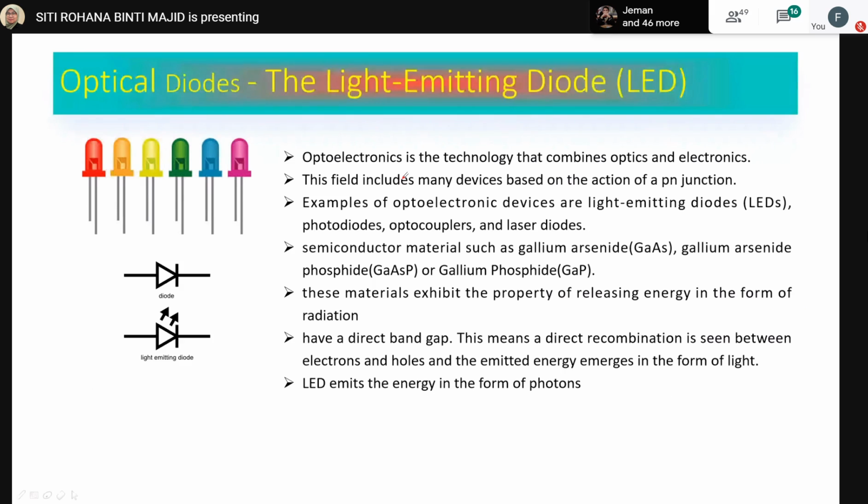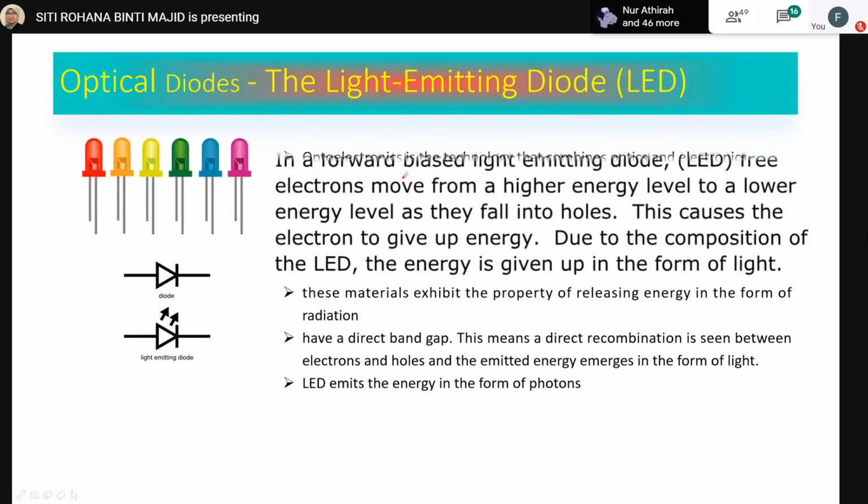And then the LED colors actually depend on the material that we use to fabricate this device. For example, semiconductor materials such as gallium arsenide, gallium phosphide, gallium arsenide phosphide. They use the same concept of a simple diode, which is in forward bias.